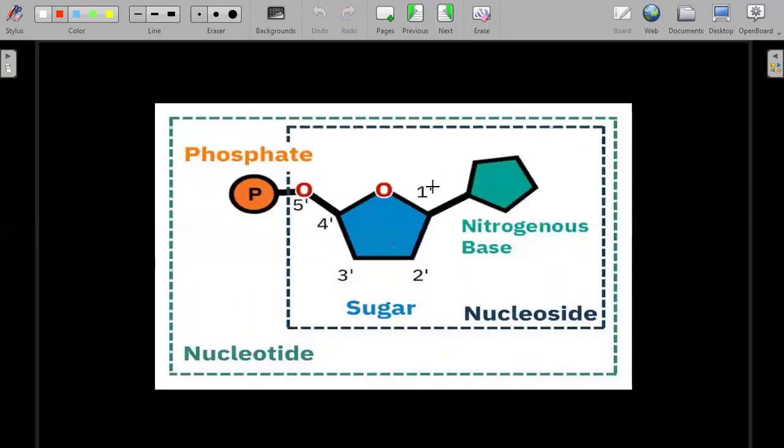So here I have a very good illustration. If we take everything that we can see here, we end up with a nucleotide. And if we remove this phosphate group like that, what we remain with is what we call a nucleoside. All right, so now let's go to question 3.